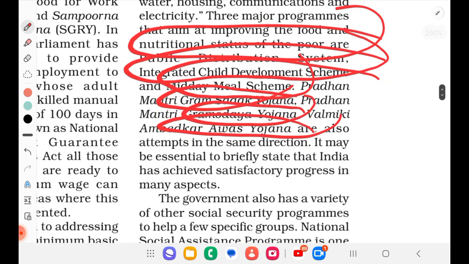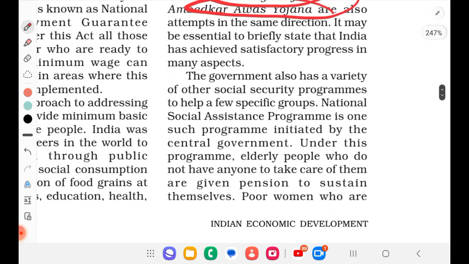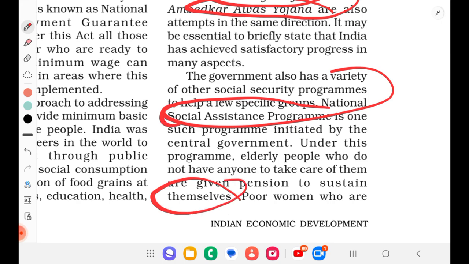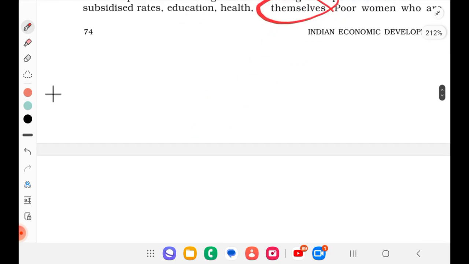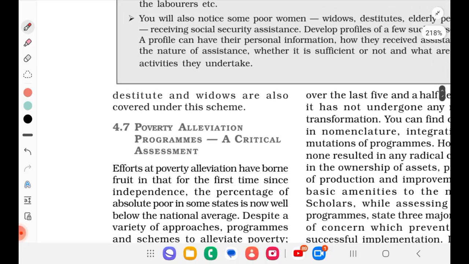It may be essential to briefly state that India has achieved satisfactory progress in many aspects. The government also has a variety of other social security programs to help a few specific groups. National Social Assistance Program is one such program initiated by the central government. Under this program, elderly people who do not have anyone to take care of them are given pension to sustain themselves. Poor women who are destitute and widows are also covered under this.